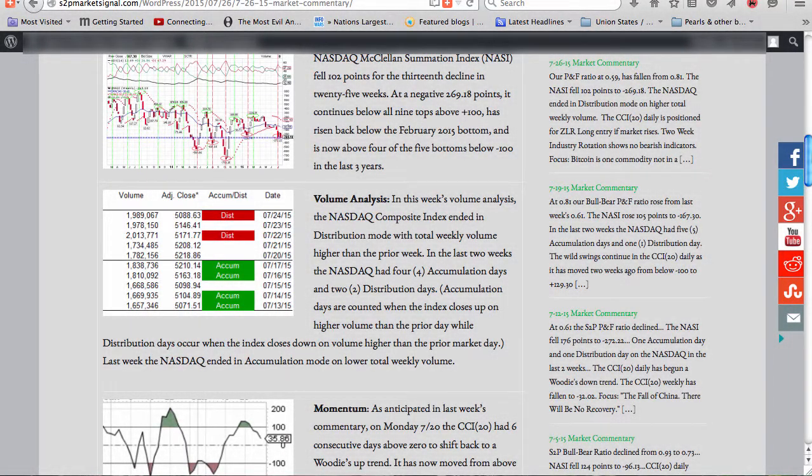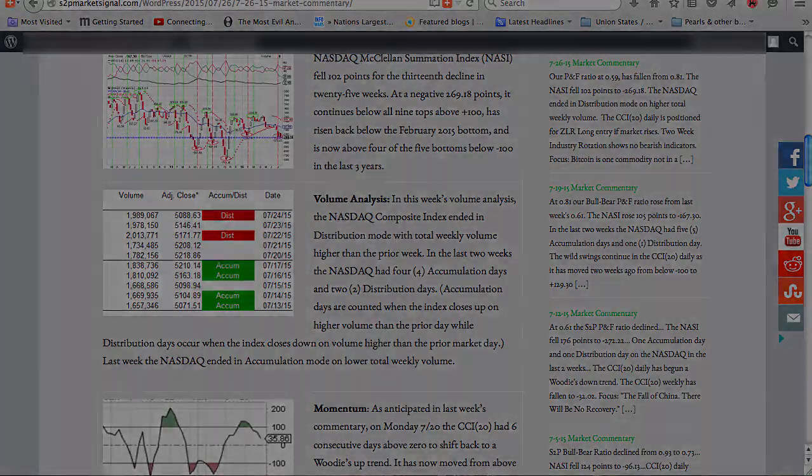Volume analysis. In this week's volume analysis, the Nasdaq Composite Index ended in distribution mode with total weekly volume higher than the prior week. In the last 2 weeks, the Nasdaq had 4 accumulation days and 2 distribution days. Accumulation days are counted when the index closes up on higher volume than the prior market day, while distribution days occur when the index closes down on volume higher than the prior market day. Last week, the Nasdaq ended in accumulation mode on lower total weekly volume.